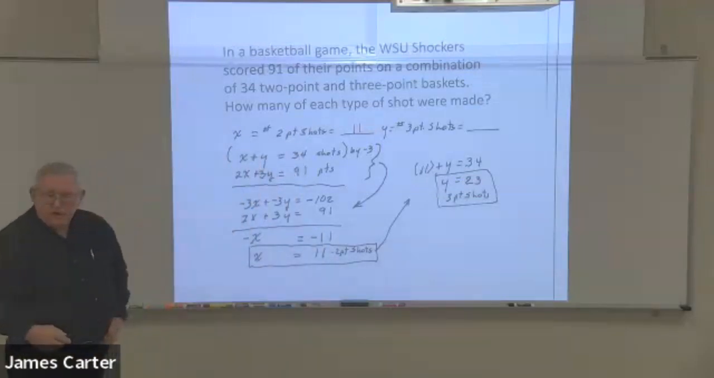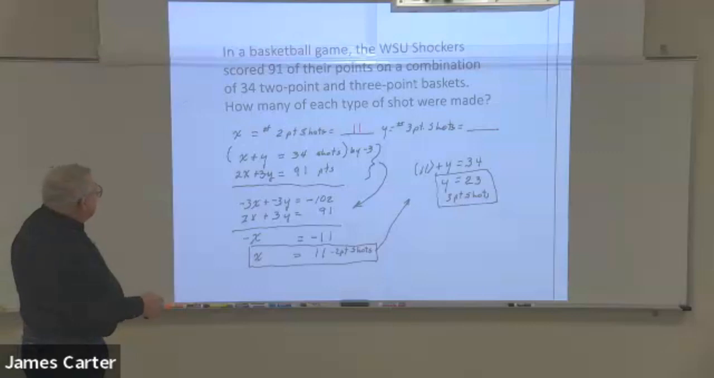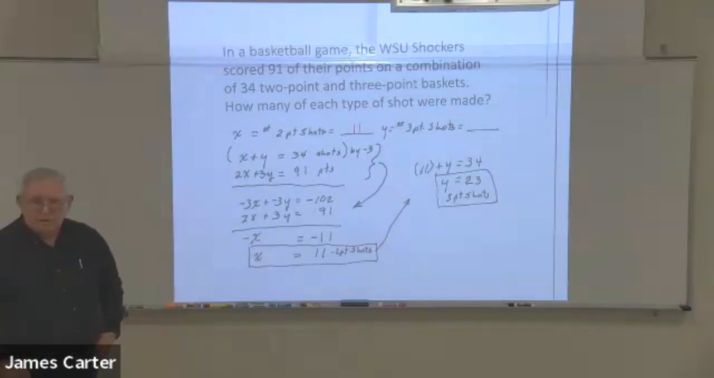Now I've got to finish. So I take this simple equation. Besides, they're asking what were shots, and this is the shots equation. And I put the 11 in here, and I get 23 3-point shots.